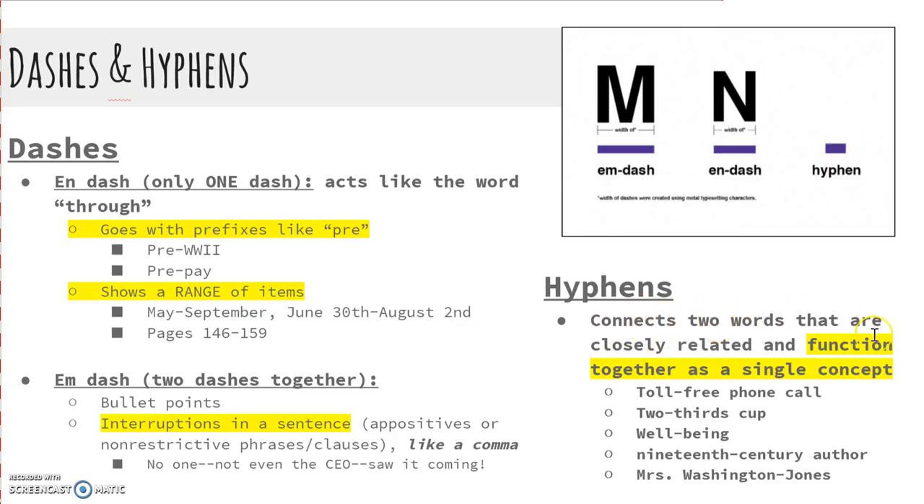Hyphens connect 2 words that are closely related and are functioning together as one single concept. So I would use a hyphen to connect 2 words that go together and are almost like a compound word, like a toll-free phone call, or 2-3 cup. So 2 and third are technically 2 different numbers, but I'm using them as one unit, as one measurement, so I'm connecting them with a hyphen. Or if you have a word like well-being or 19th-century to describe what kind of author, then you'd want to represent them as one cohesive item. If you recognize this, you've probably seen women who are married who hyphenated their 2 last names together, and that's okay too. And that's something that correctly uses a hyphen.